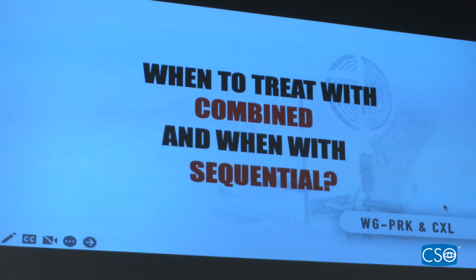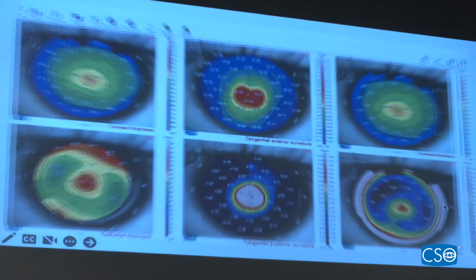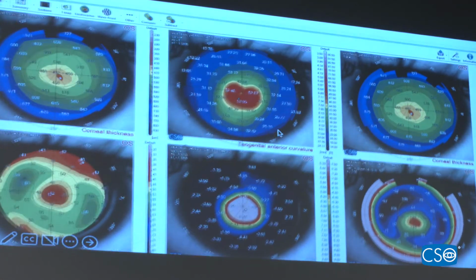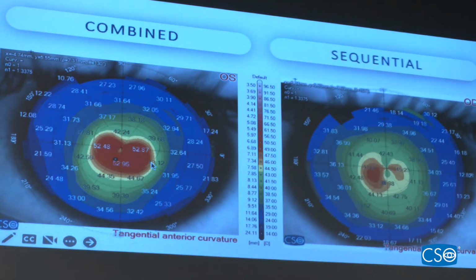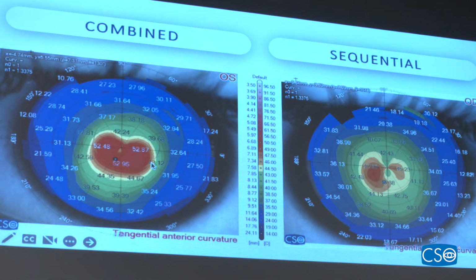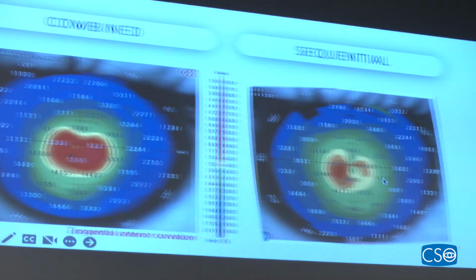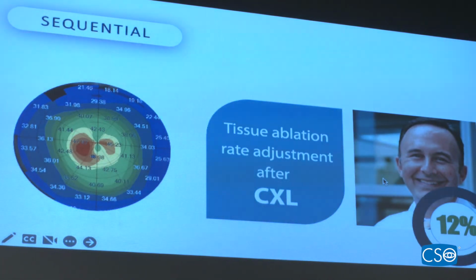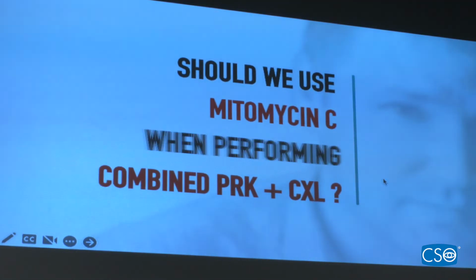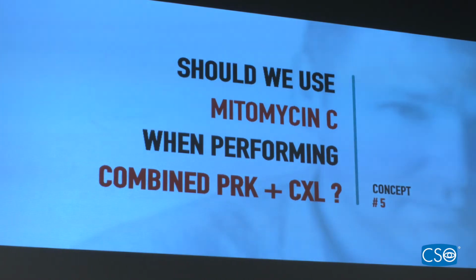And finally, when to treat with combined and when with sequential, and that's a big question. I think this kind of major cone, I would treat with sequential, for instance. I would just do cross-linking and see how the patient is doing, because the priority here is not lower order aberration, the priority is higher order aberration. Here, it can be combined if possible because the cornea is much more regular, so we can predict the lower order aberration better. And of course, we have to keep in mind the tissue ablation rate after cross-linking, which is about 12%.